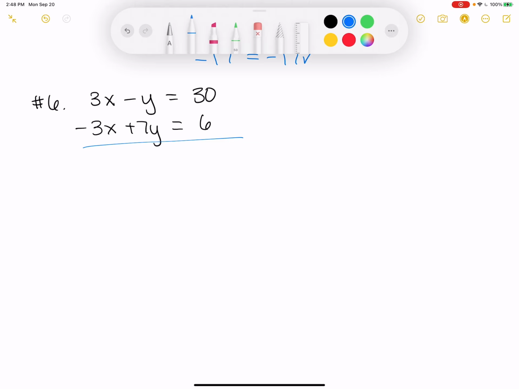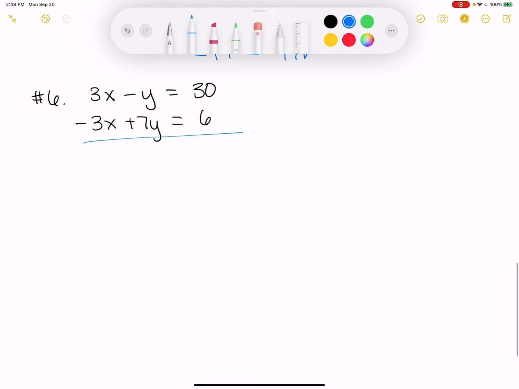All right, let's go ahead and go over this. So what is the first thing that we do here? Add them together. So 3x minus 3x, that's 0. Negative y plus 7y is 6y is equal to 30 plus 6 is 36. So then dividing by 6, y is equal to 6.